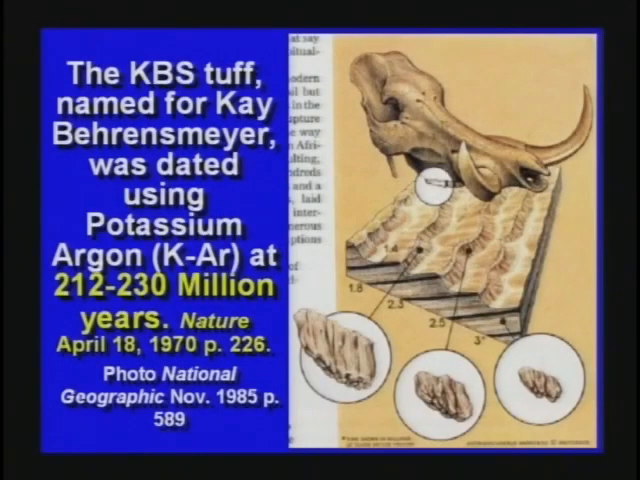Well, they had been dating this layer of ash named after K. Brenzenmeyer because she did research on it. They said it's 212 to 230 million years old. All the scientists agreed that layer of ash is around 200 million years old. Until Richard Leakey came along in 1972, and he's digging around under the KBS tuff, and he finds a perfectly normal human skull.